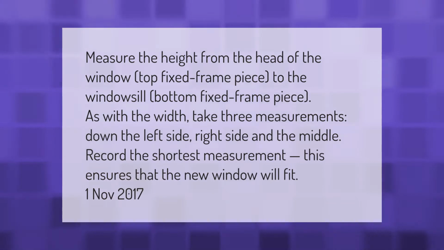Measure the height from the head of the window, top fixed frame piece, to the windowsill, bottom fixed frame piece. As with the width, take 3 measurements, down the left side, right side and the middle. Record the shortest measurement, this ensures that the new window will fit.